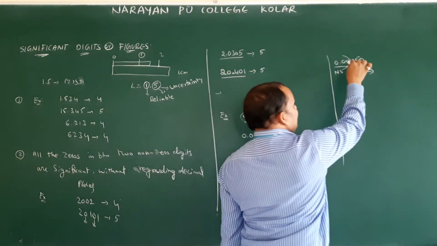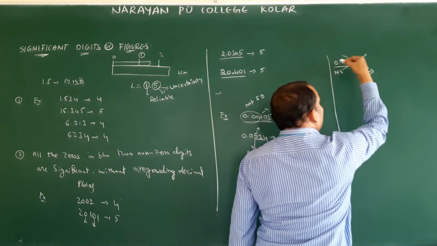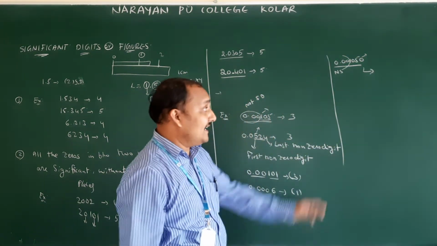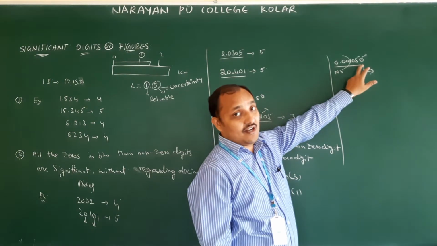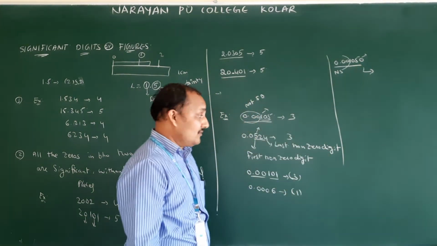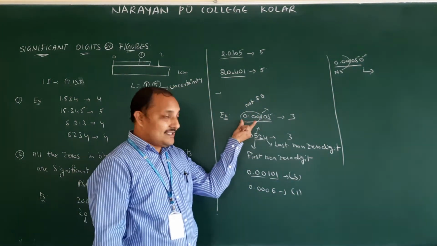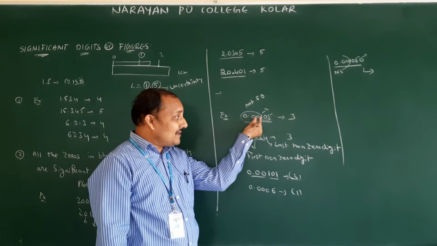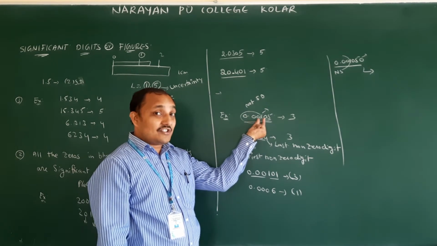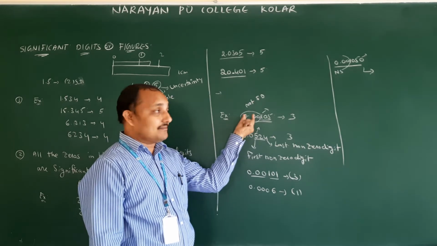But here one problem is there. Even the last number is also 0. Then is this 0 significant or not? That is the next rule. What is that rule? The zeros after the decimal place before the first non-zero digit are not significant.